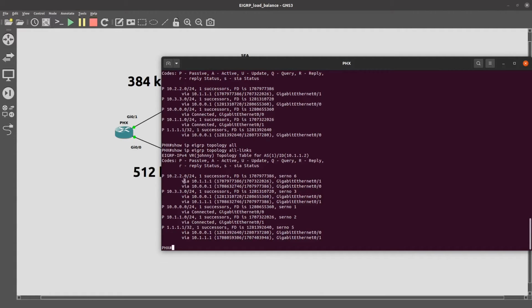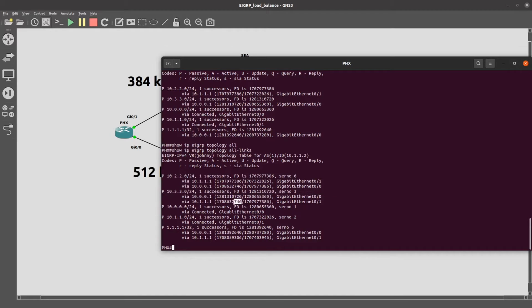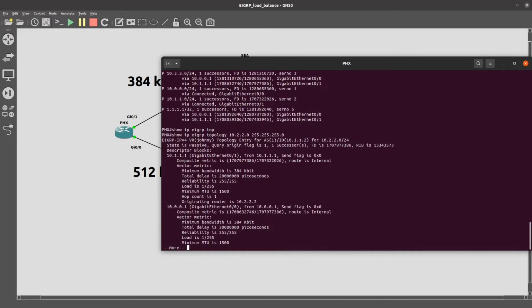So what we can see here is that we don't have feasible successors for these routes because this doesn't meet the feasibility condition. Okay, guys? So let's go in and do some changes. So let's say I want to do this. I want to make unequal load balancing for this route right here. So what we need to do is use the variance command, okay?